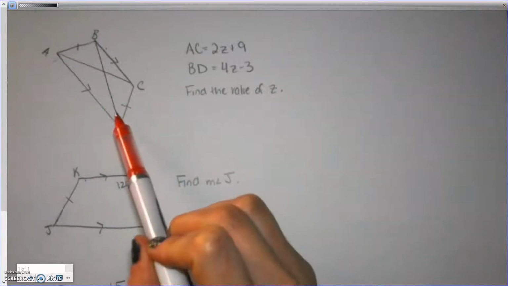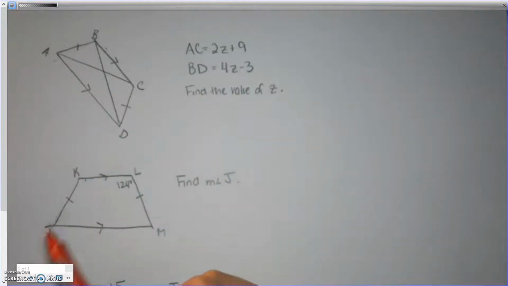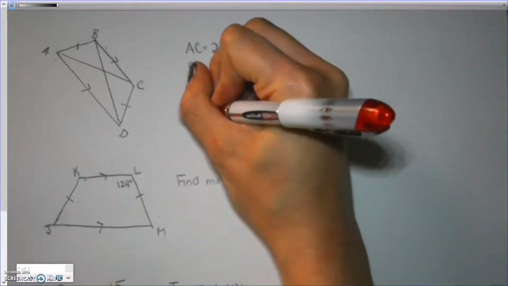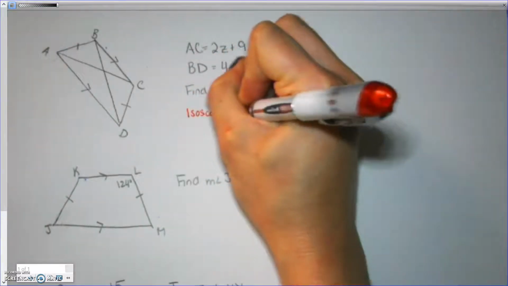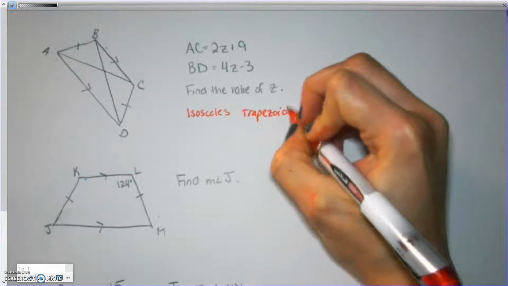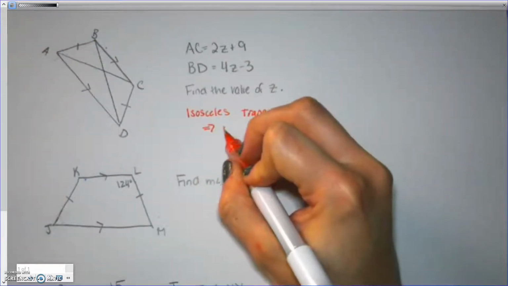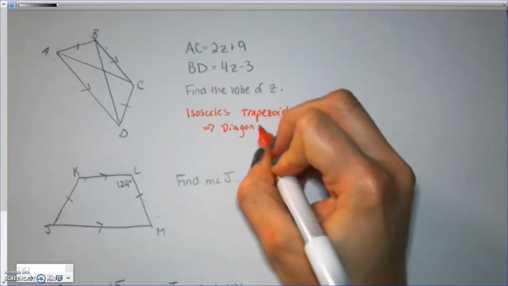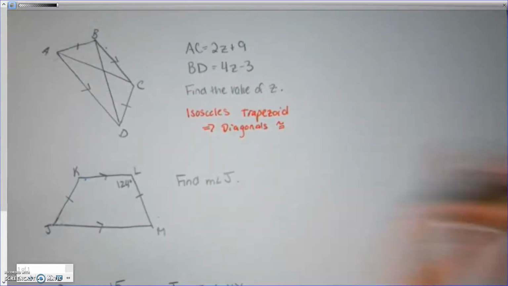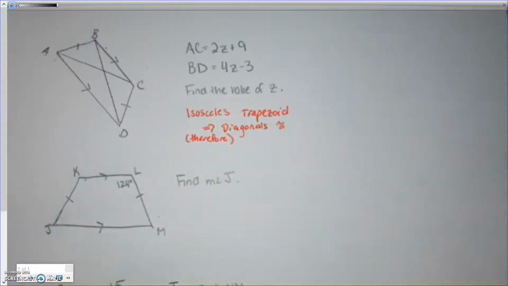Now I also noticed looking at my picture that the two legs are congruent to each other, which means that it is an isosceles trapezoid. Because it's isosceles, I know that the diagonals are congruent. This is a symbol for therefore.